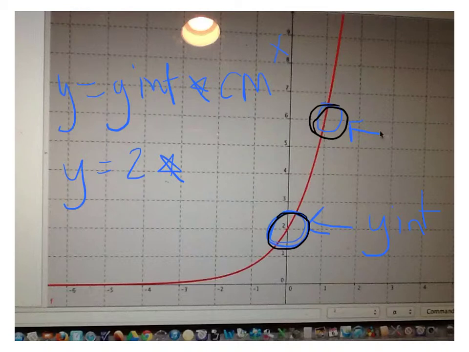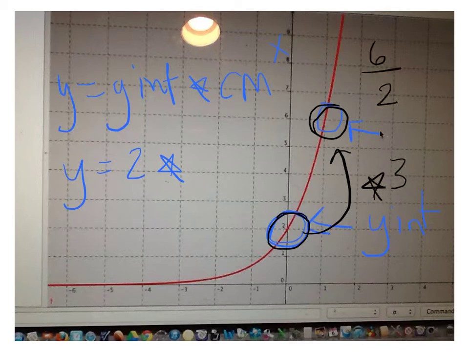Or you can ask yourself, how did you go from 2 to 6? And you multiplied by 3. You'd get the same thing if you did the present of 6 divided by the previous of 2, just whatever's happening before, 3 to the x. So there's our equation there.